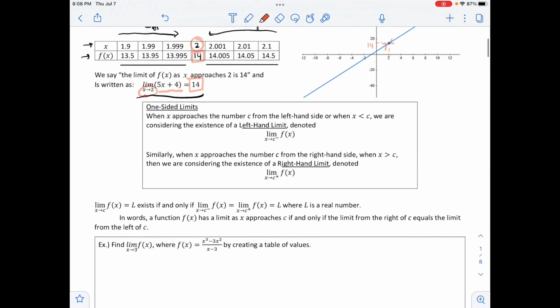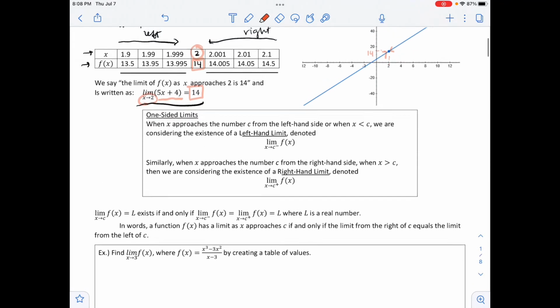And so we also have what's called one-sided limits, which would be just approaching from the left. When x approaches the number from the left-hand side only, or when x is less than c, we're considering the existence of a left-handed limit, which is denoted, and you'll notice down here, x approaches c, with this little negative exponent, and that means from the left.